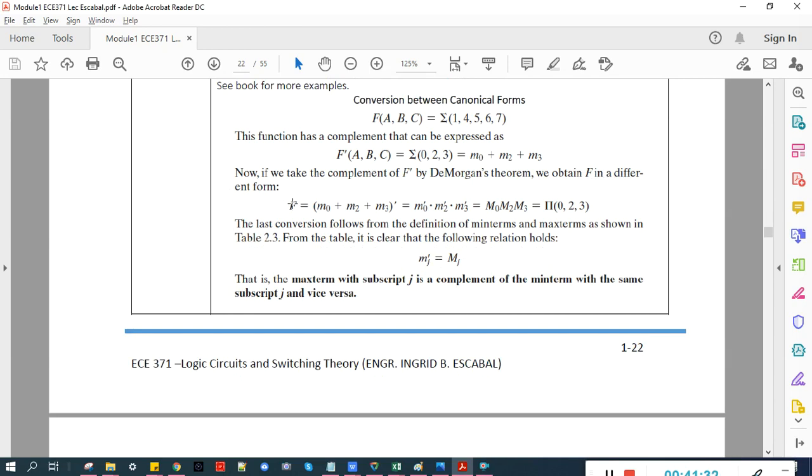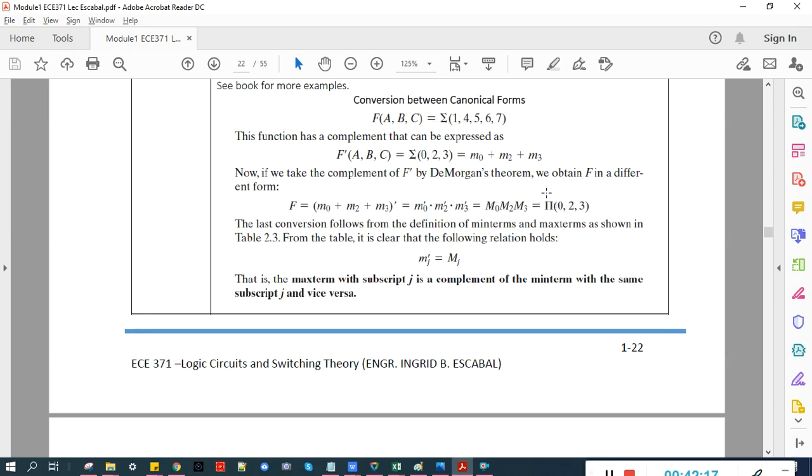We take the complement of f prime. So f prime times the complement f prime of prime, we go back to f. Therefore f is just equal to the complement of m0 plus m2 plus m3. That is, by DeMorgan's theorem, m0 prime dot m2 prime dot m3 prime, which is M0 times M2 times M3, which is now in product of max terms form.